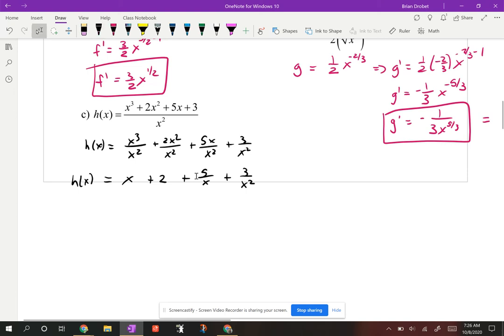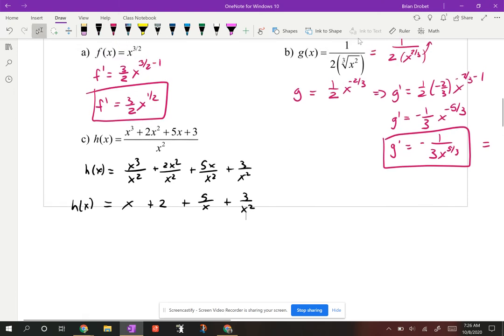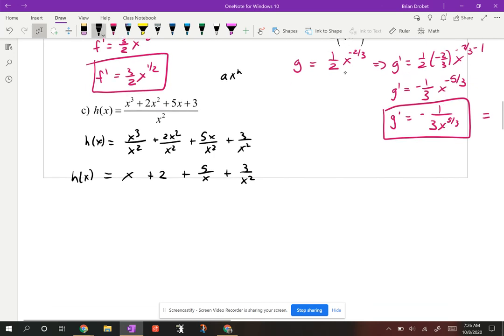And then once again, just like over here, I'm going to rewrite these last two terms so they look, again, more like that ax to the n idea. So one more rewrite: x plus 2 plus 5x to the -1 plus 3x to the -2. Now I can finally take that derivative.